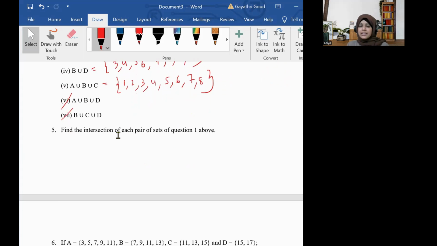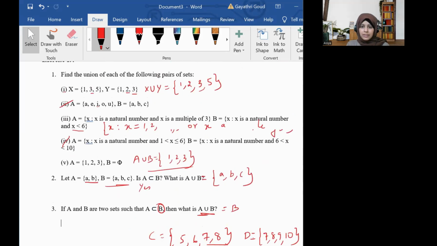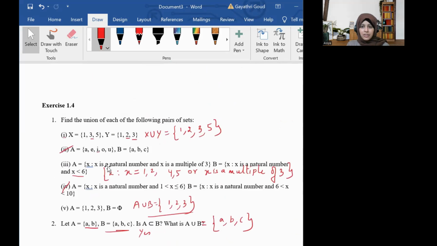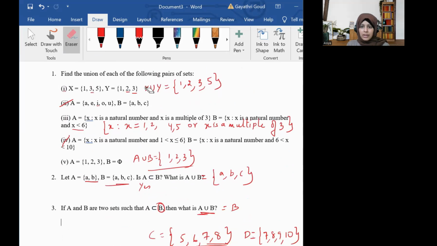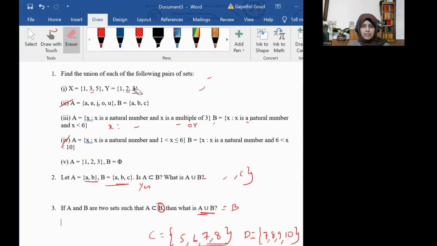Now find the intersection of each pair of sets of question 1 above. Now for the first question that we have done, we have to find the values of intersection here. Now let me quickly erase this for you and let us do this for intersection. Let me just erase the first bit. Okay. Now let us read our first question and see what it is.